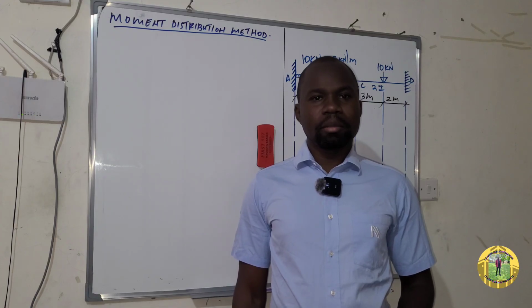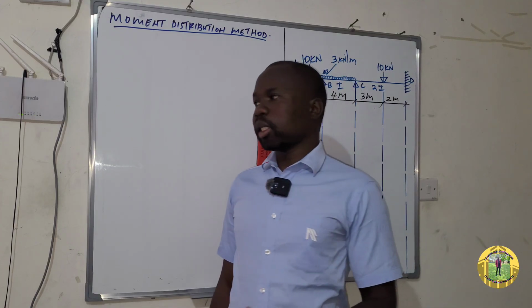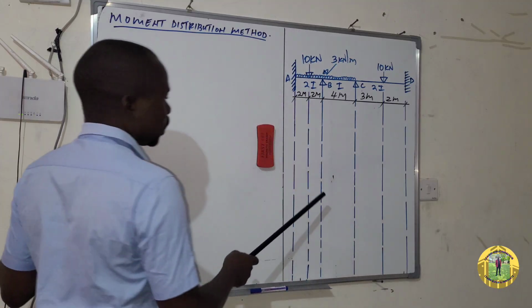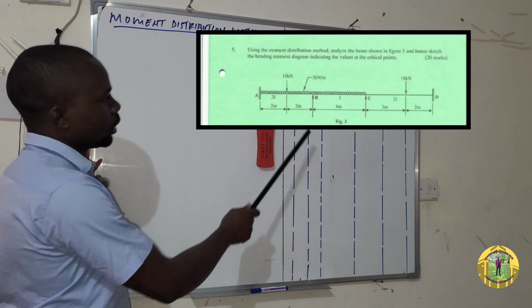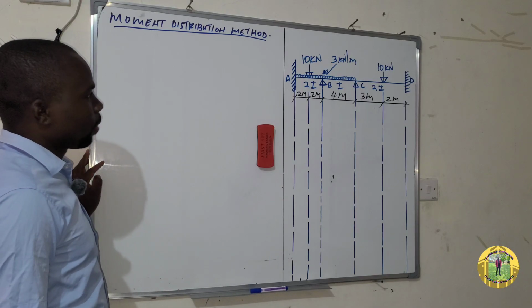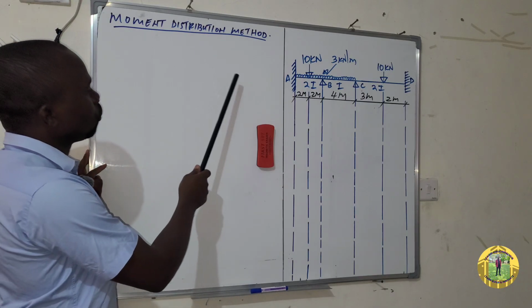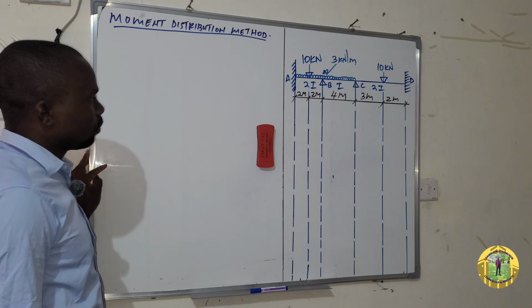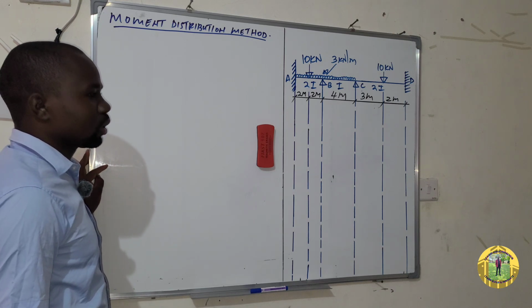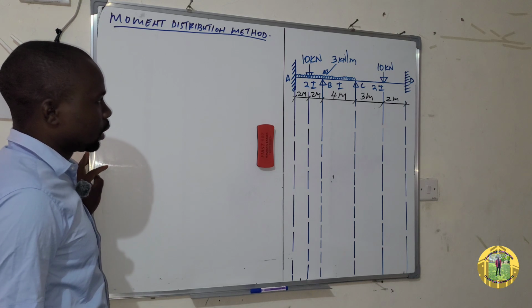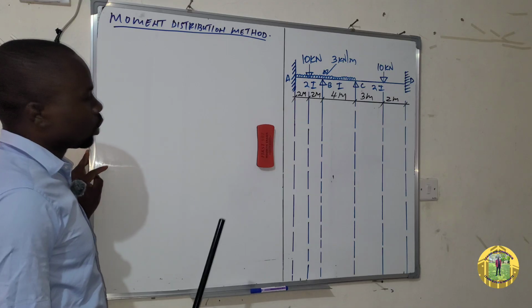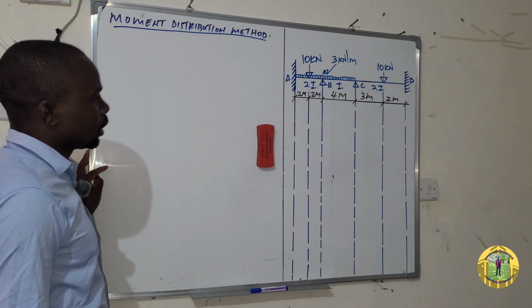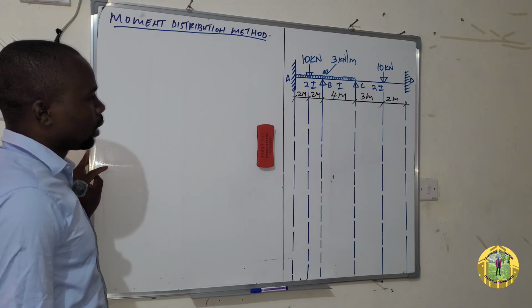This is day number 5 of the revision series, and as you can see, the question is on the board. We are supposed to analyze this continuous beam using the moment distribution method, and henceforth draw the shear force and bending moment diagram indicating all values at critical points. The question is from a past paper and it carries 20 marks.